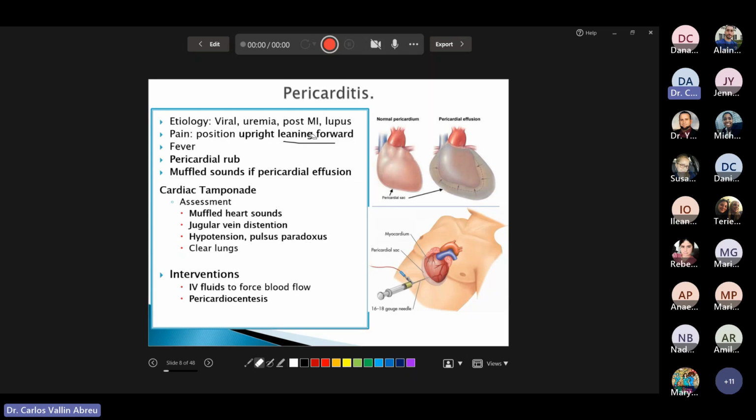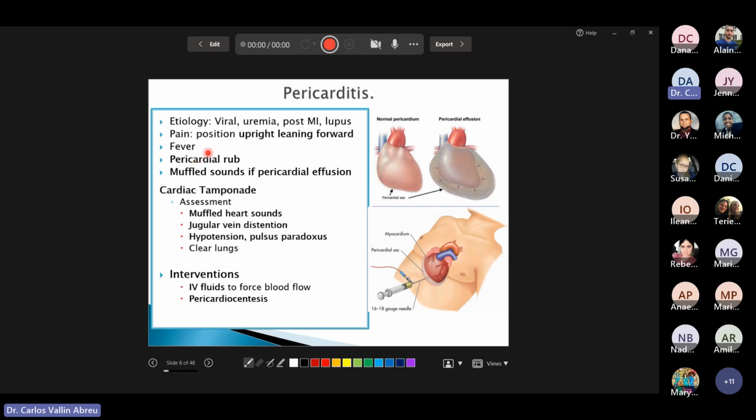When the person has only inflammation of the pericardium, I mean pericarditis, the two layers of the pericardium will be sliding one over the other while becoming inflamed and rough. So it's going to be like two sheets of sandpaper sliding one over the other, producing a vibration, a sound called pericardial rub.